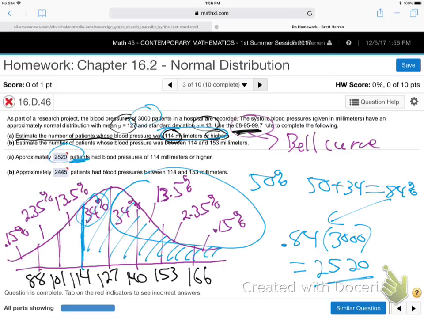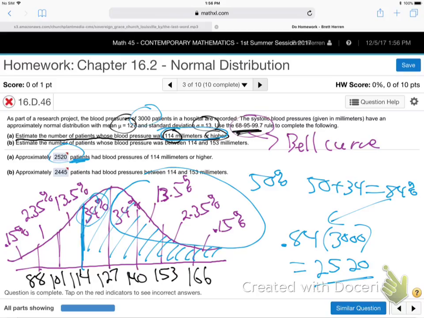And I'm sure blood pressures are normally distributed. I'm sure this is very true to reality. That means if you have 3,000 patients with an average blood pressure of 127, standard deviation 13, you would know exactly, I mean very close to exactly, that out of 3,000, 2,520 would have a blood pressure of 114 or more. That's how precise the normal curve lets you predict things.